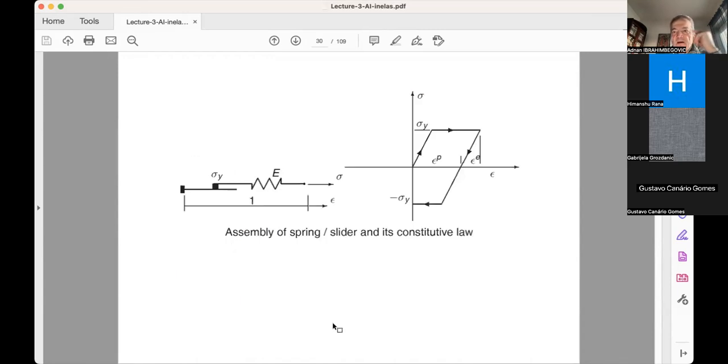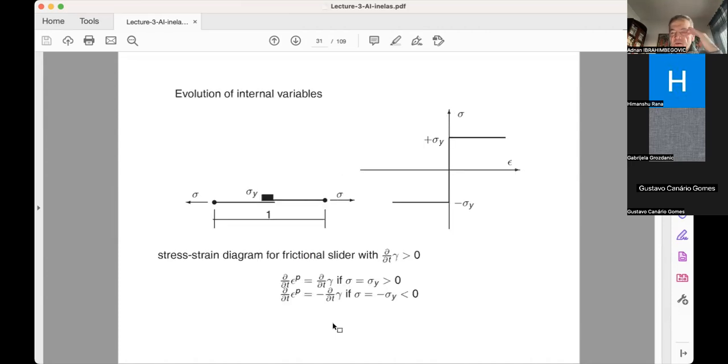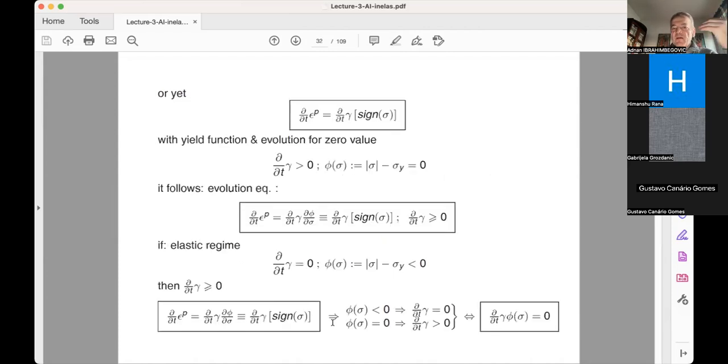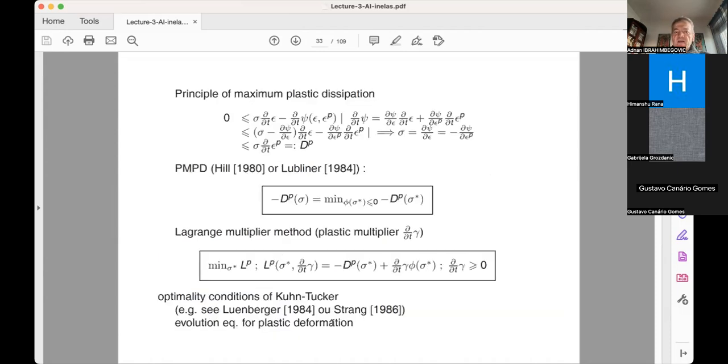Then we obtained the stress-strain diagram for this particular case, and also learned how to use it in terms of the evolution equation that can be obtained from the yield criterion. Particularly, this yield criterion is also a potential that allows us to obtain this rate equation, and that follows from the principle of maximum plastic dissipation.